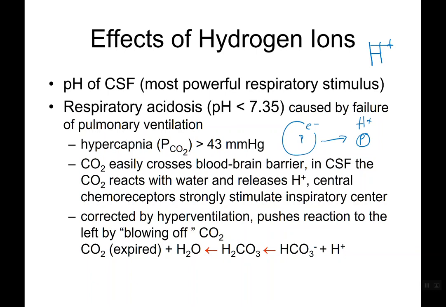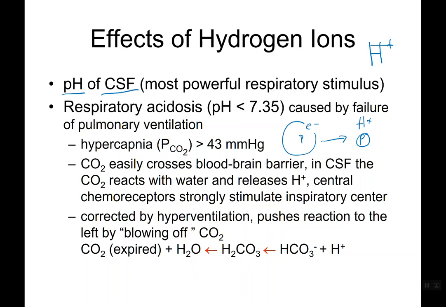So the pH of the CSF is the most powerful respiratory stimulus, and that's because you want your brain to be getting enough oxygen. And so you want your brain to notice the potential for losing oxygen first, so something can be done about it, because your brain, of course, is also the control center.